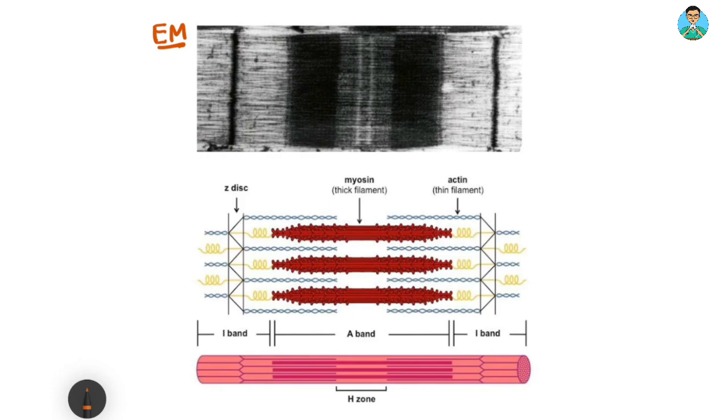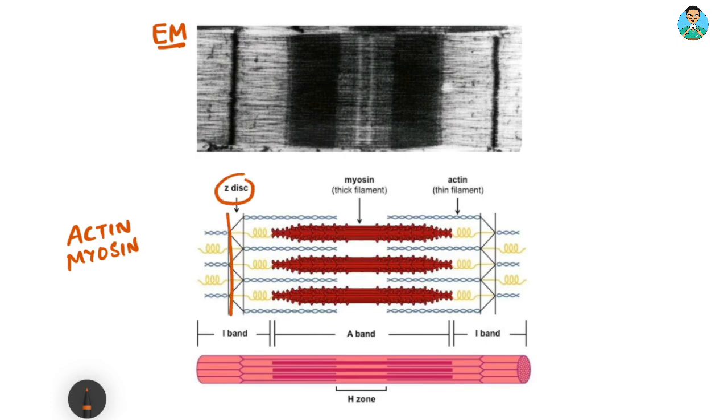Now, you all know that in muscles, we have two types of contractile proteins. One is known as actin, another one is myosin. Now, one by one, we will learn the parts. First, we start with the Z line.